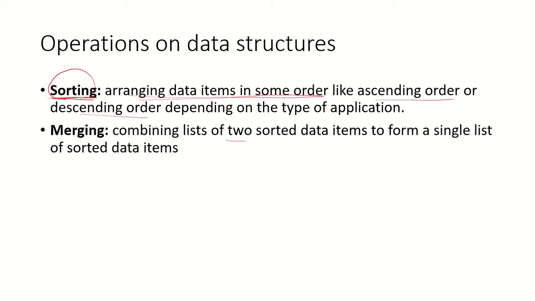Then if we have 2 sorted lists of data items, and we combine those lists and form a single list of sorted data items, this is called a merge operation. So these are the basic operations that can be performed on data structures.